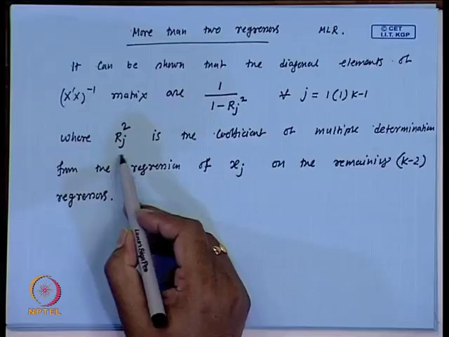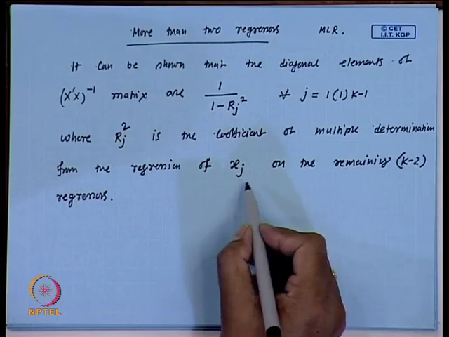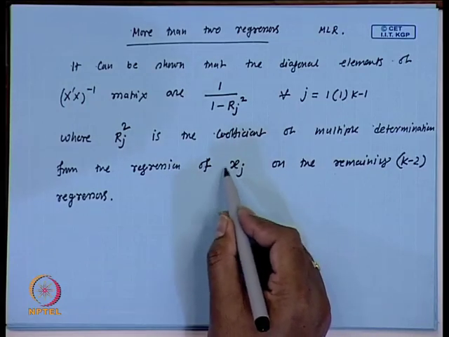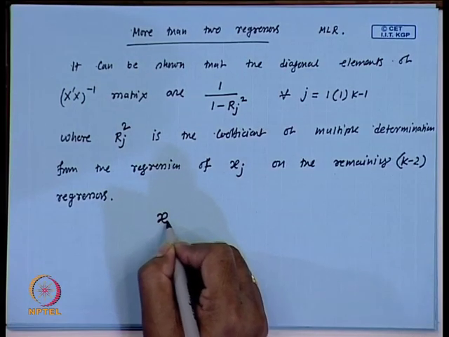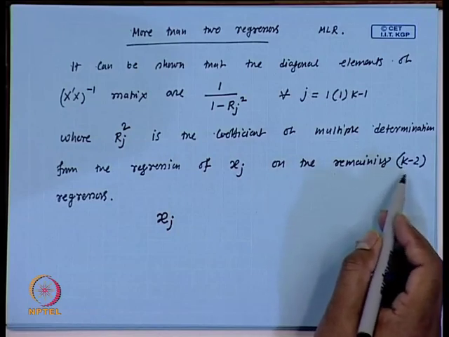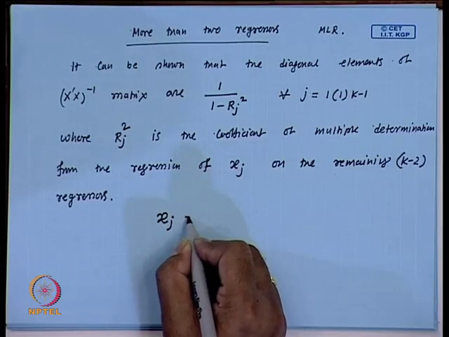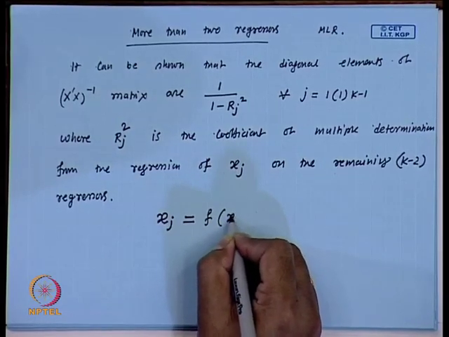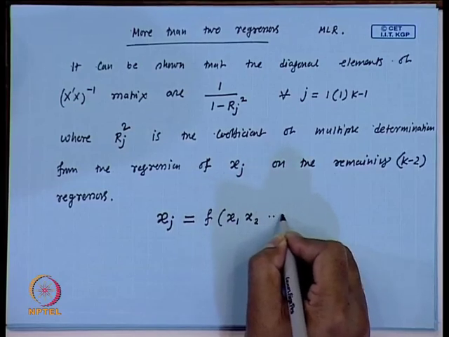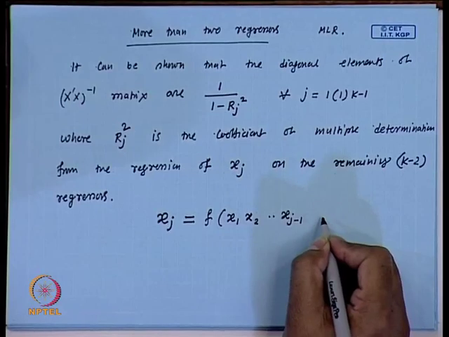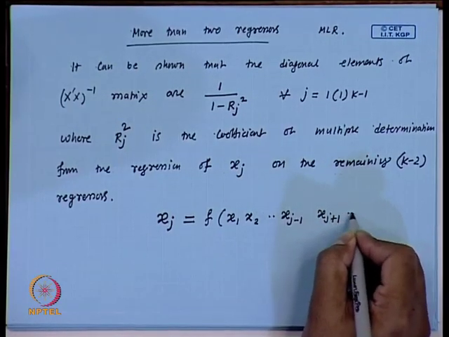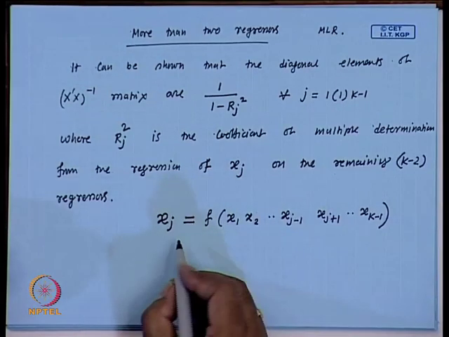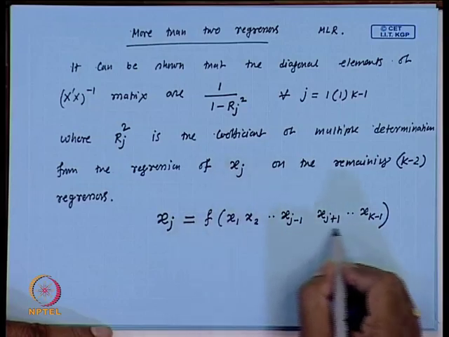But here this R_j square is the coefficient of multiple determination from the regression of x_j on the remaining k minus 1 regressors. That means here the multiple linear regression model is between x_j and the remaining regressors. So here x_j is expressed in terms of the remaining regressors, say x_1, x_2, x_j minus 1, x_j plus 1, x_k minus 1, right. So here the model tries to express x_j in terms of the remaining regressors.